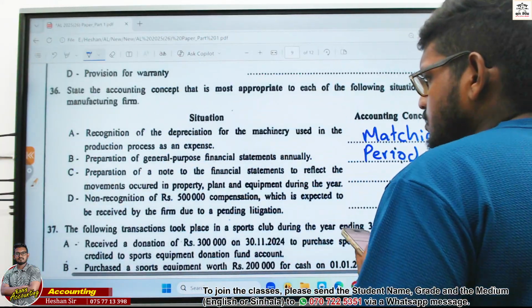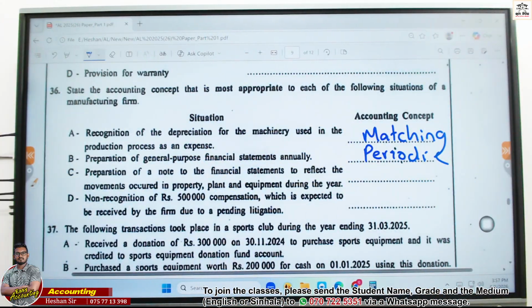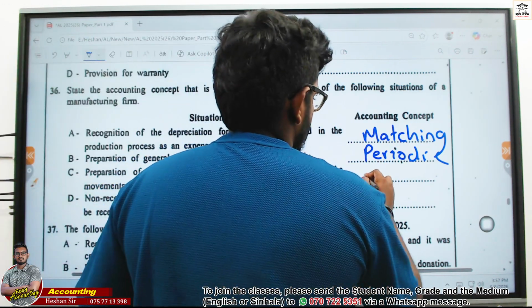Preparing a note to the financial statements to reflect the movement occurred in property, plant and equipment during the year, that is what? We can take the disclosure concept.